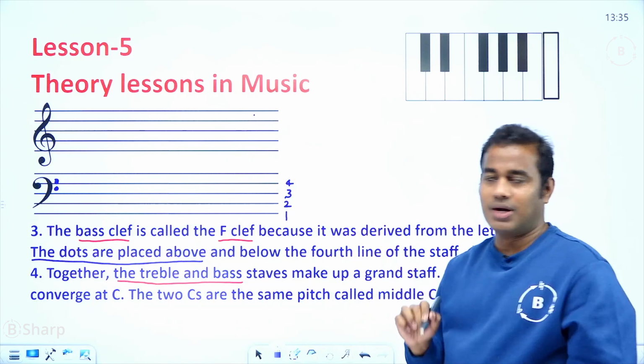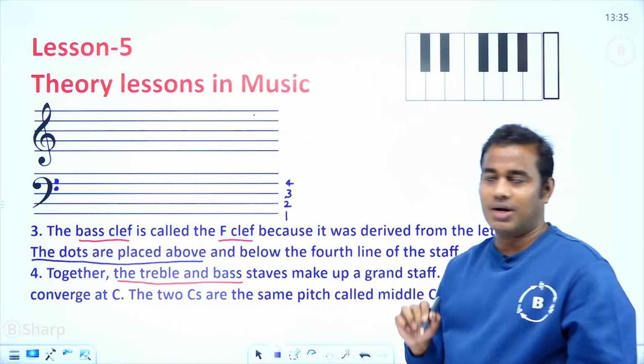F clef. Okay, so this is called the F clef. The bass clef is called the F clef because it was derived from the letter F. The dots are placed above and below the fourth line of the staff, designating it as F. Okay, that's one thing.